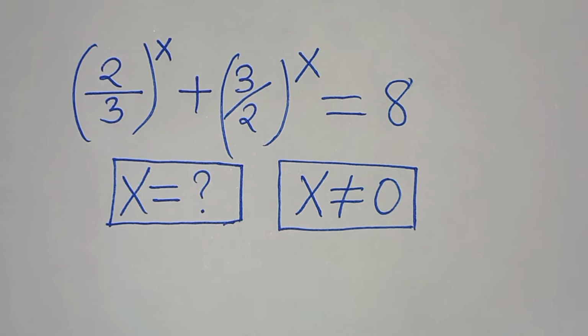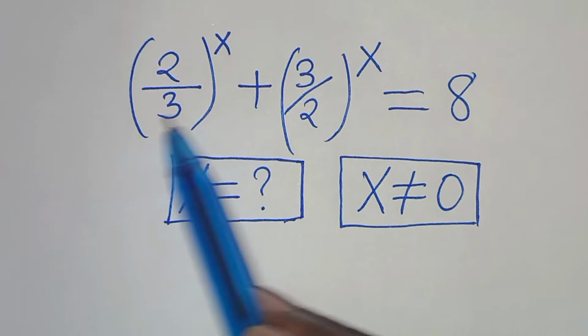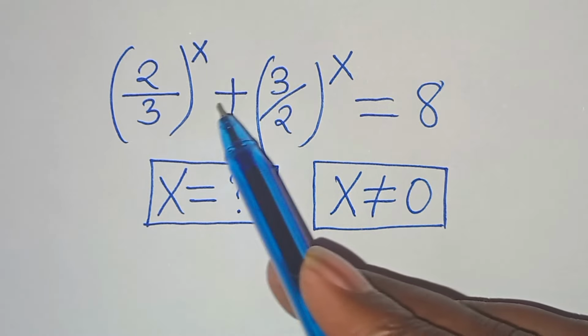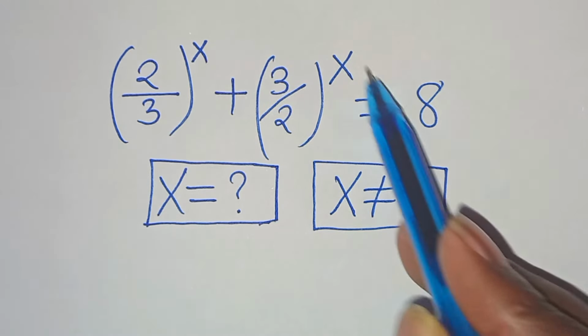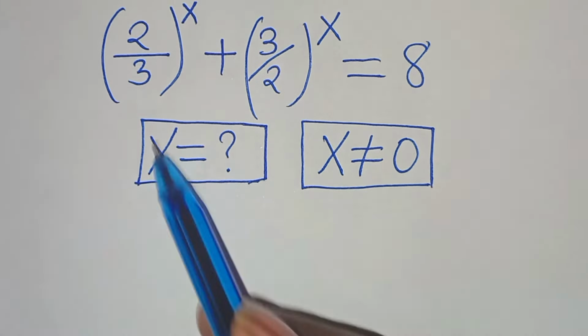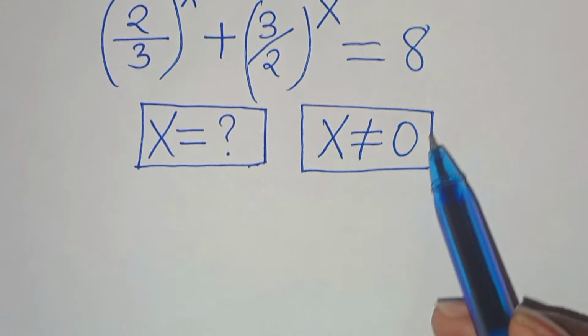Hello everyone, you're welcome to solve this nice algebra problem here, which is (2/3)^x + (3/2)^x = 8. So what is the value of x given that x is not equal to 0?